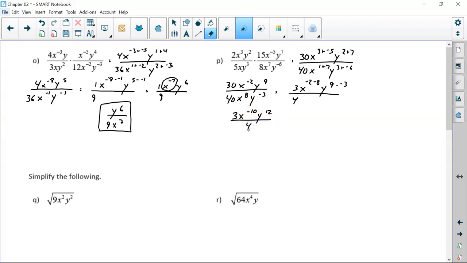So the only thing we can't have is a negative exponent, which is the x to the -10th. So it becomes 3, y to the 12th, over 4, and now the x to the -10th goes on the bottom, becomes x to the +10th. And there is our answer.